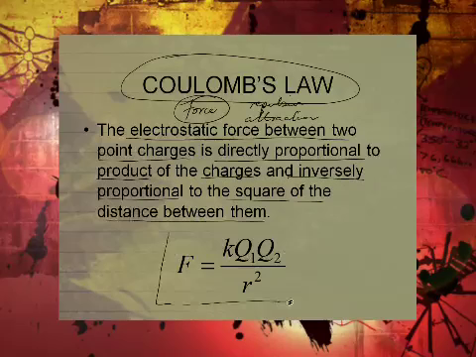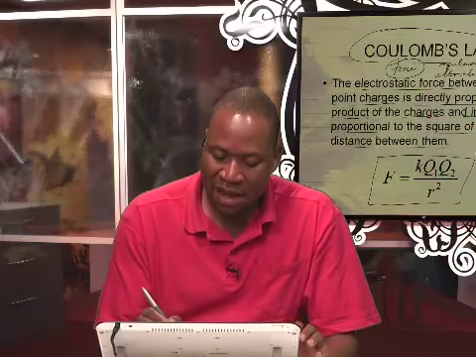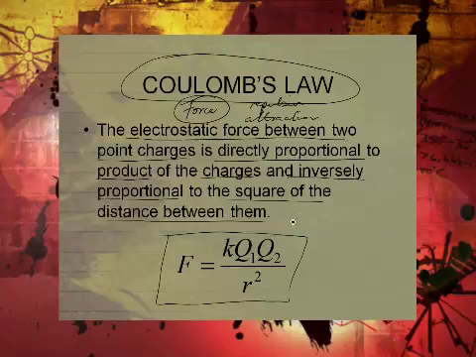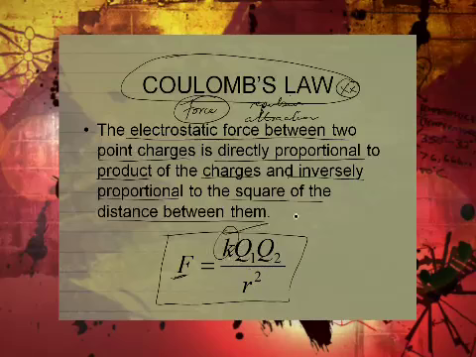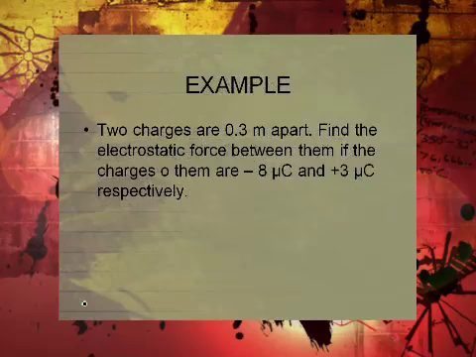Now that is summed up by this relationship here, which is a mathematical expression of Coulomb's law: the force that exists between any two charges is given by F = kQ1Q2 over r squared, where k is a constant with a value of 9 × 10^9. That's what you have there. I don't want to worry much about the units now because I don't have the time.